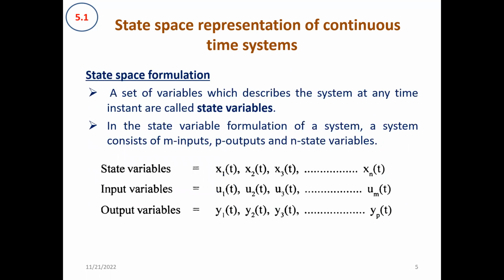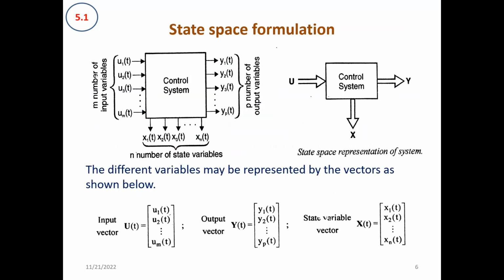Here, what is a state variable? It describes a system at any time instant by the state variables. Here we have three variables. First one is state variables, represented as x of t. Input variable is represented as u of t. And output is represented as y of t. So we start with x1, u1, y1 up to n number of state variables. This is the basic structure of state formulation.